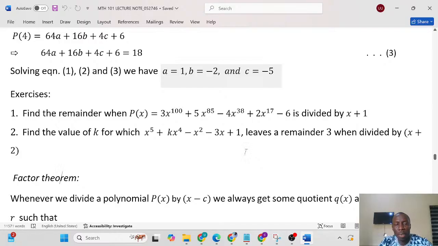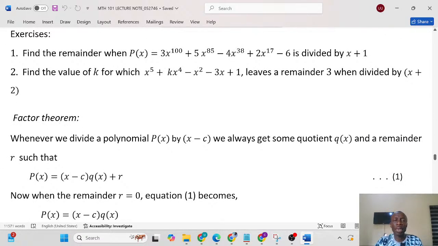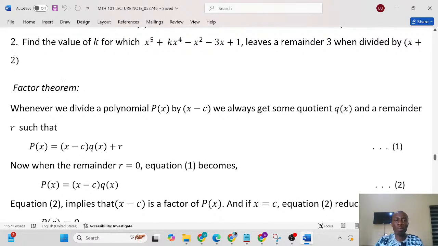So those are the exercises you need to practice before we meet physically next week. Now we'll come back to another theorem which is called the factor theorem. Under the factor theorem, when we divide the polynomial p of x by the factor x minus c, it gives us a quotient and a remainder r such that p of x will be equal to x minus c, q of x plus r, standing for the remainder.